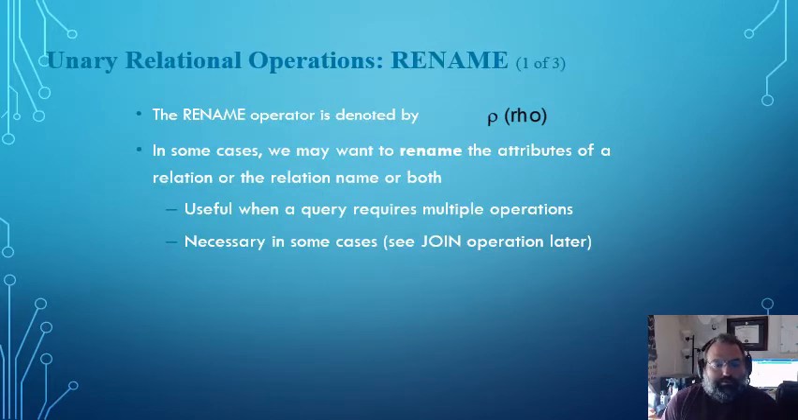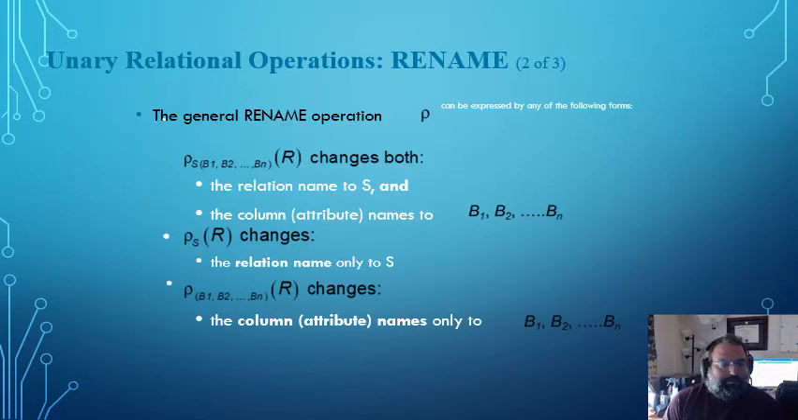The rename operator is denoted by rho. In some cases, we may want to rename attributes of a relation, the relation name, or both. This is useful when a query requires multiple operations, necessary in some cases such as a join, which we'll talk about later. The general rename operation is as follows, and basically it changes both the relation name to S, and the column attributes are renamed to B sub S. The relation name is only changed to S in this example, and then the column attribute names only in the final example.